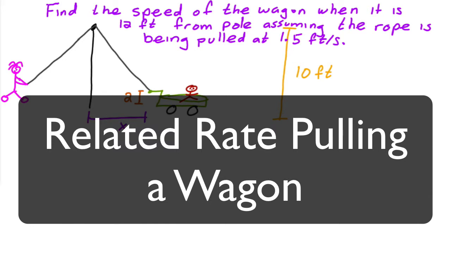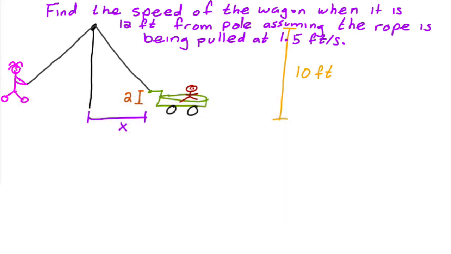Okay, so here we have a situation where we've got a little wagon. It's attached to a rope, and up here there's a little pulley. And this guy right here is walking this way and pulling this rope, and so it'll pull the wagon in. So the question is, what's the speed of the wagon? How fast is this wagon getting pulled when it's 12 feet from the pole, assuming the rope is being pulled at 1.5 feet per second?